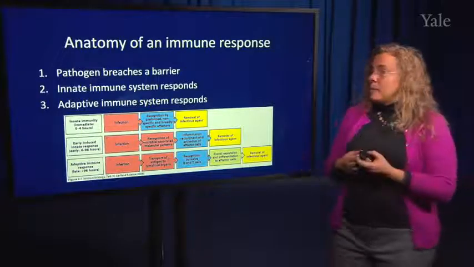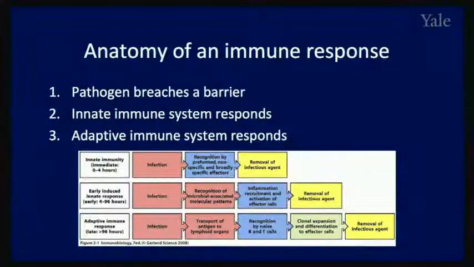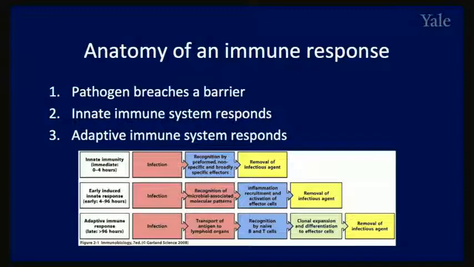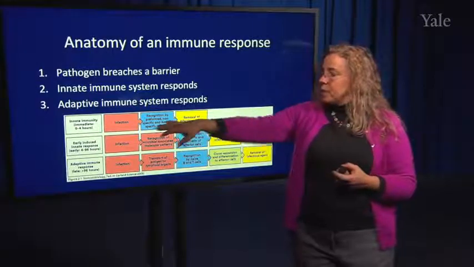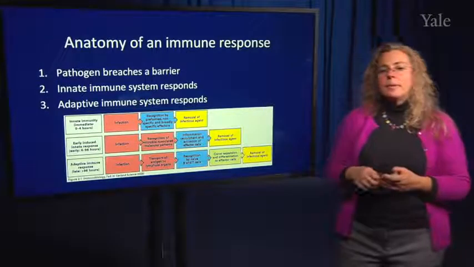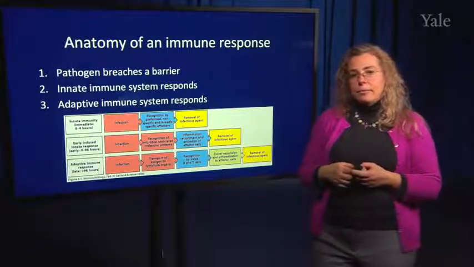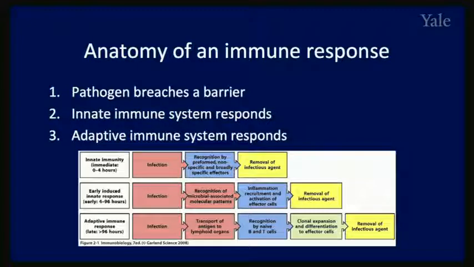So broadly, the anatomy of an immune response. First, a pathogen has to breach whatever that physical barrier is. Then the innate immune system responds, and eventually the adaptive immune system may respond. But sometimes the adaptive immune system is never needed. So if the innate immune system can deal with it quickly, and that can literally be within hours, you never get an adaptive immune response. Sometimes it requires recruitment of more innate cells to deal with the problem. And that can take a few days, but still there's no adaptive immune response yet.